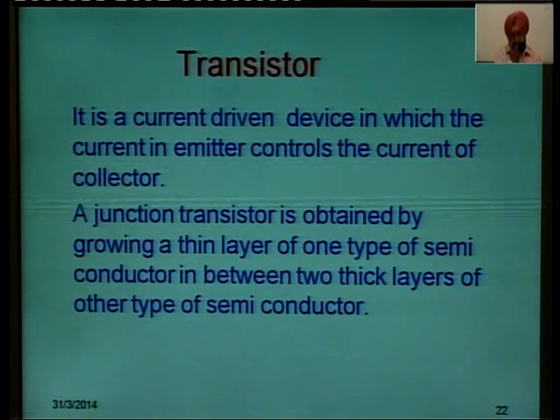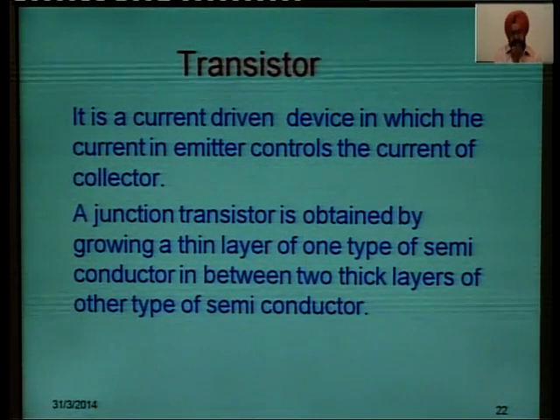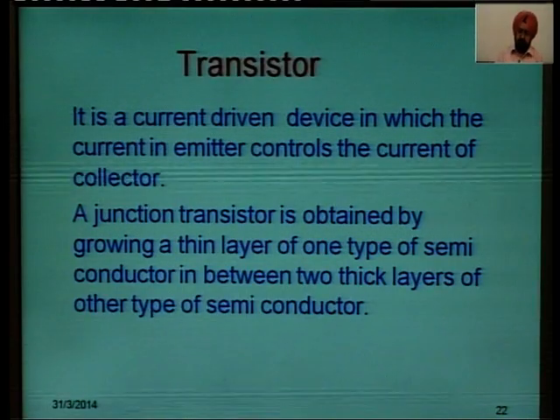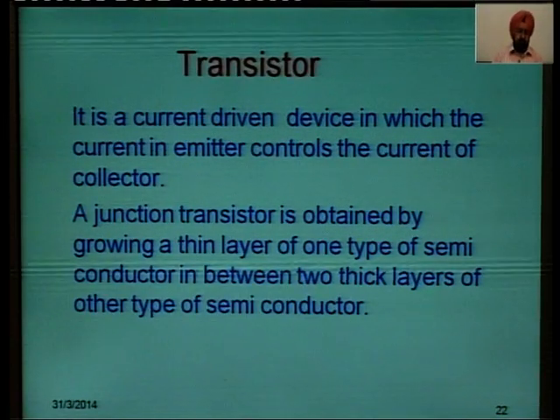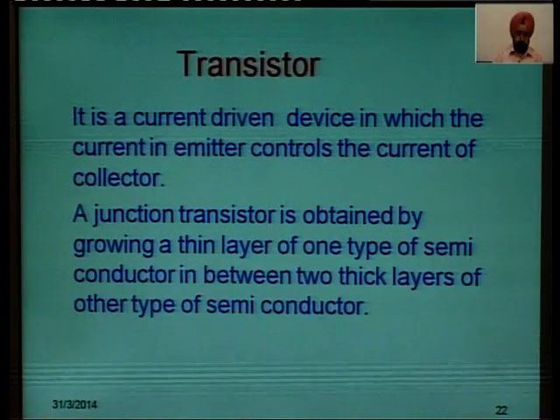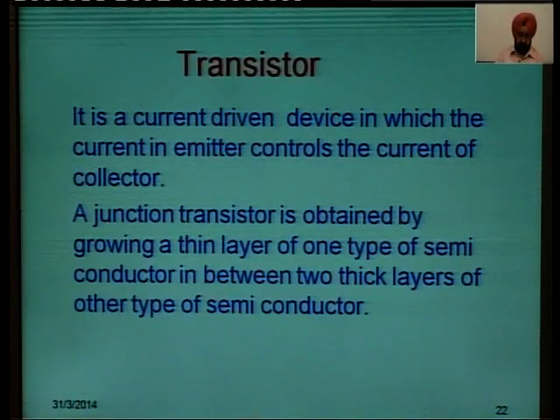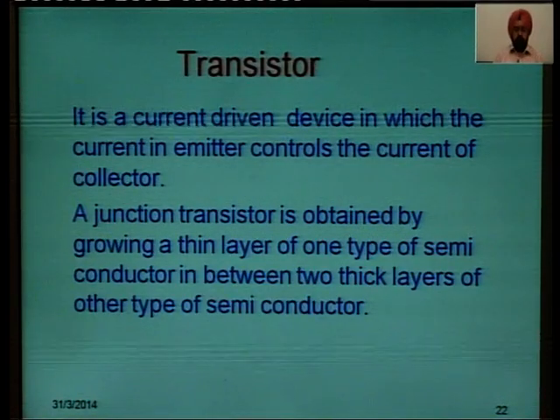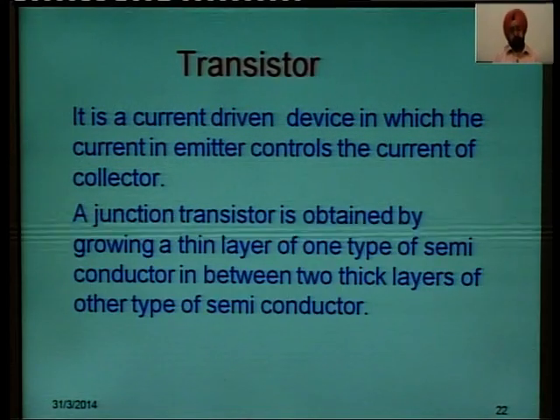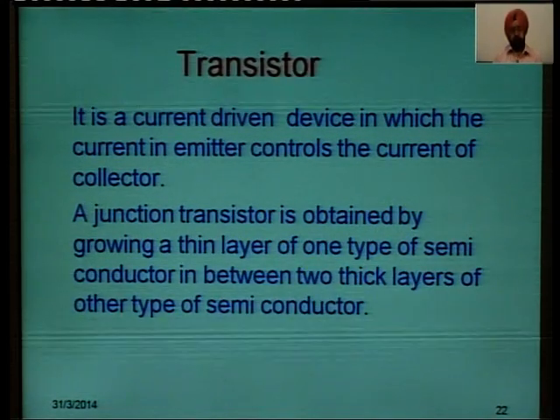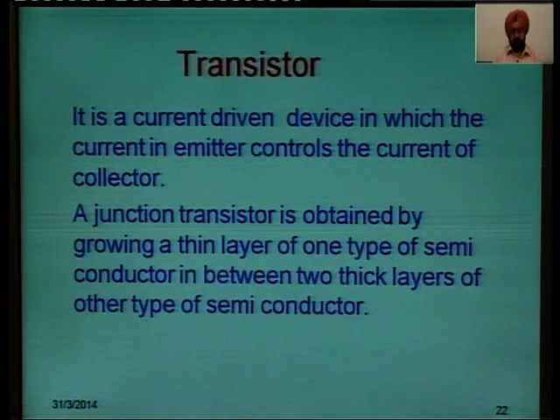Then what is a transistor? It is a current driven device in which current in the emitter controls the current of the collector. How can you make a junction transistor? You have to grow a thin layer of one type of semiconductor in between 2 thick layers of the other type of semiconductor.